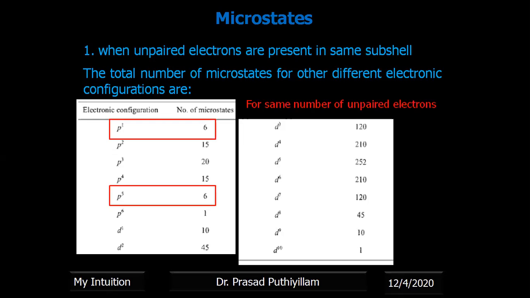You can check the other examples also. P2 is 15 and P4 is 15. Like that you can cross-check what the other possibilities are.